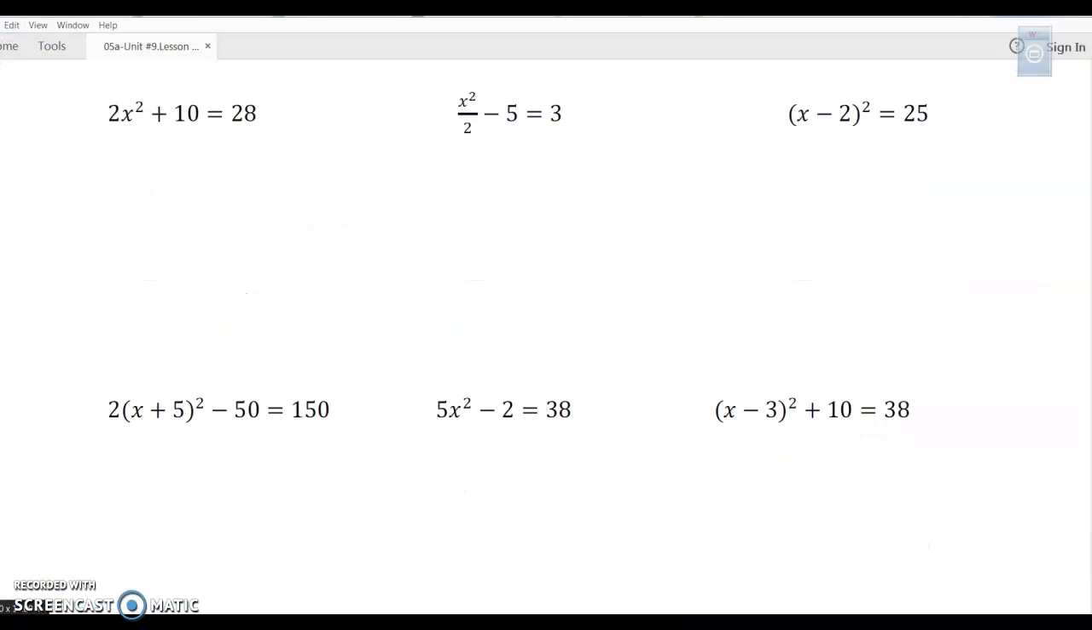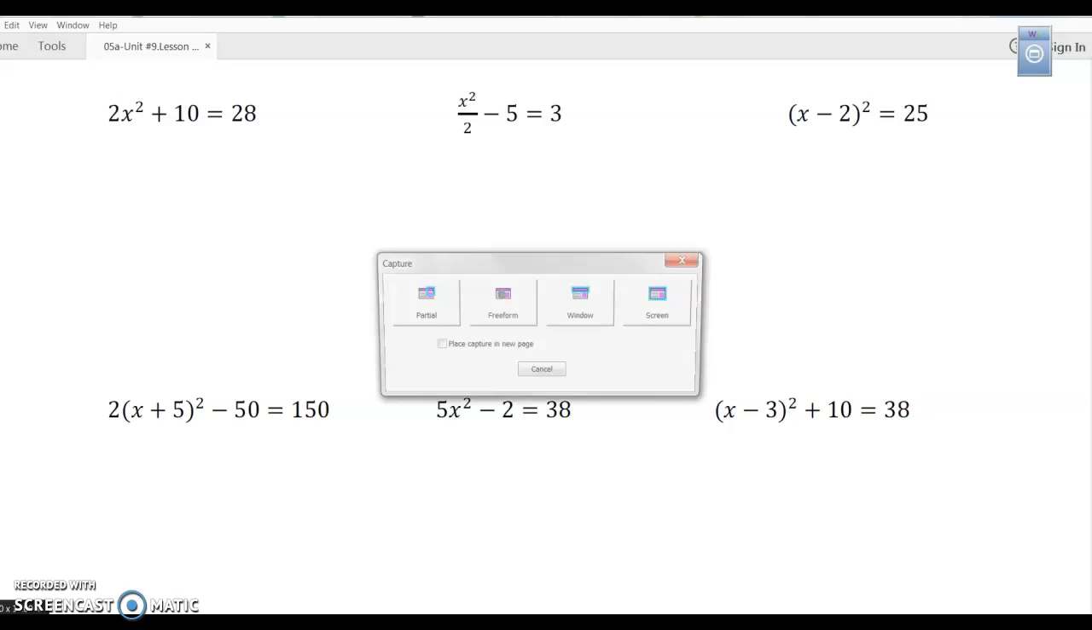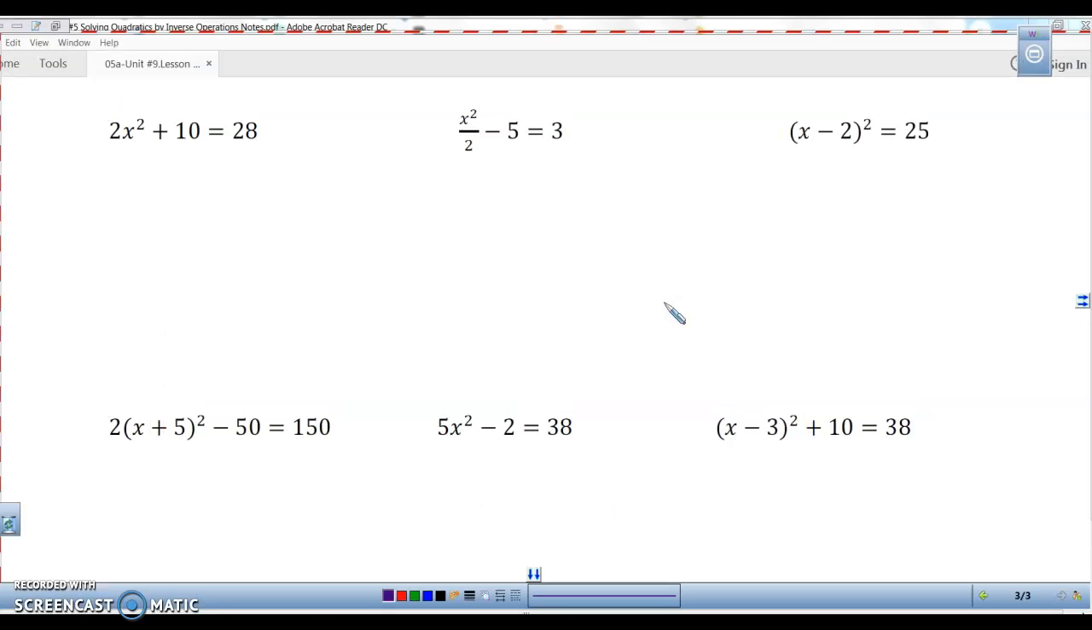All right, now what do we do if the squared quantity isn't by itself? Well, we have to get it by itself, just like you would if this was a linear equation. We want to get the x squared by itself, so we've got to move everything first. So the first thing we have to move is the 10. So we subtract the 10, and that gives me 2x squared is equal to 18. All right, and then before I take the square root, I've got to get rid of this 2. So I'm going to divide by 2, and that gives me x squared equals 9.